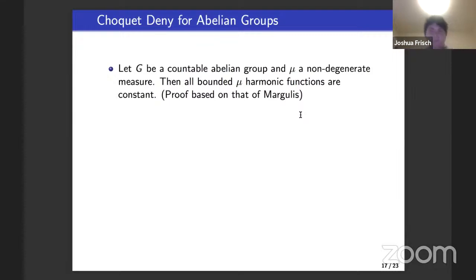So now we're going to prove the Choquet-Deny theorem in its classical setting for abelian groups. Let G be a countable abelian group and mu a non-degenerate measure, then all bounded harmonic functions are constant. This works for Z squared, it works for Z cubed, it works for Z to the omega, and we don't need any assumption on the measure. So this is dramatically more powerful than what we just proved.